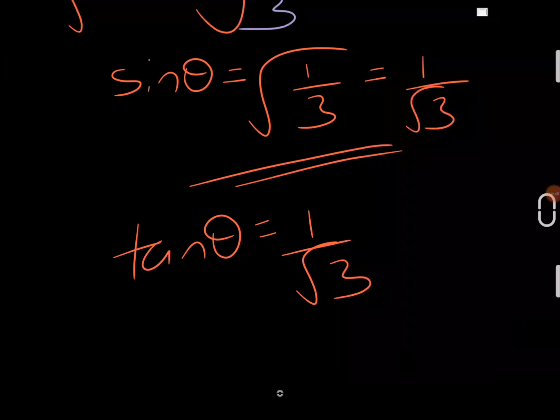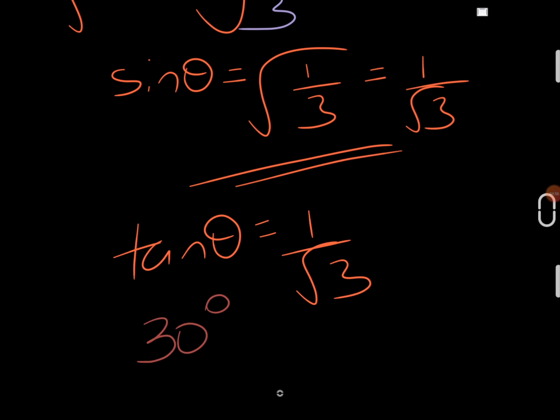Tan theta, or tan of what is 1 by root 3? We studied that tan of 30 degree is 1 by root 3. So in that case, we can say theta is equal to 30 degrees. It is only in the case of which we know.